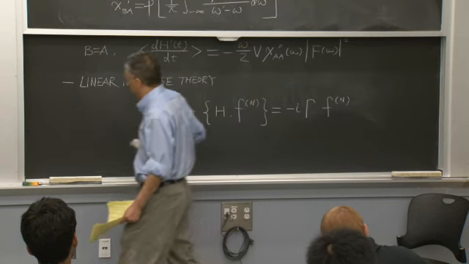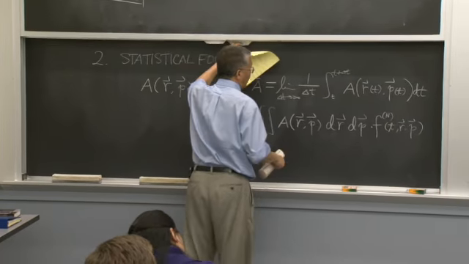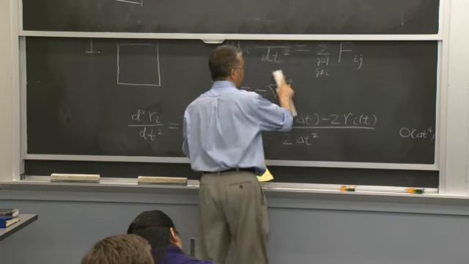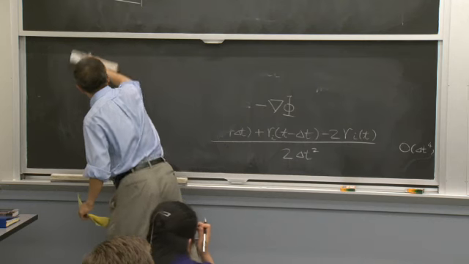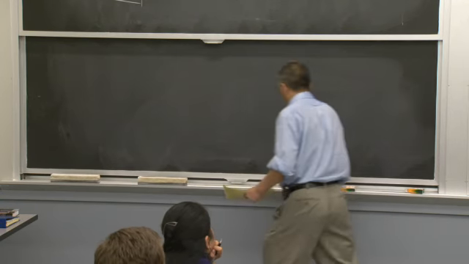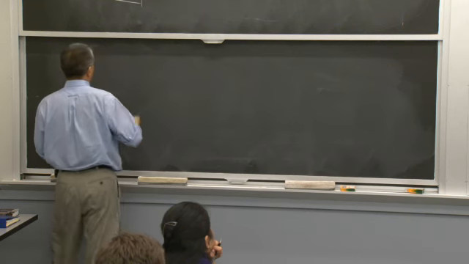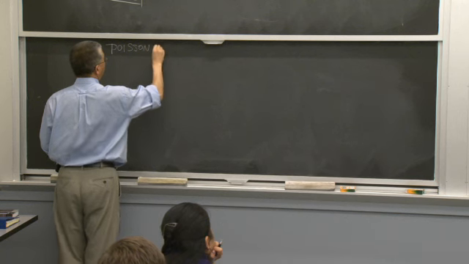And notation-wise, what do we have on the right-hand side? First, that's the curly bracket, is a Poisson bracket.